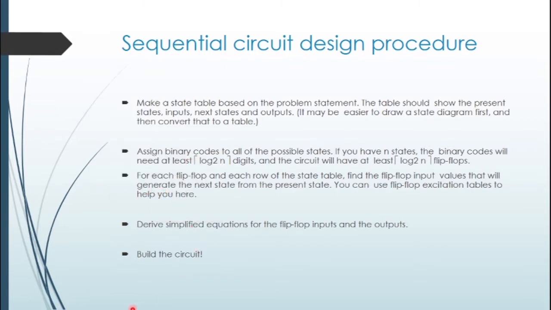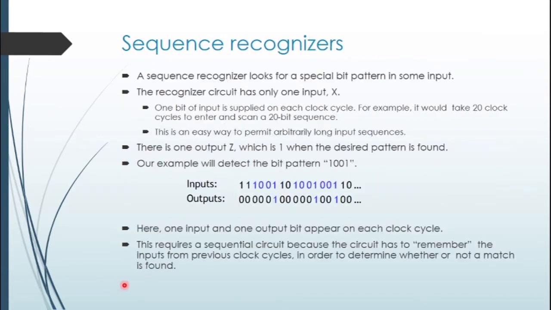Then we derive the simplified equation for each flip-flop input and the outputs, and that will give you the expressions to implement, and from that we build the whole circuit. So this is the whole procedure of designing a sequential circuit. We start with a state table or state diagram, we assign binary codes, and then we set up the flip-flop inputs, and from those inputs we build the whole circuit.